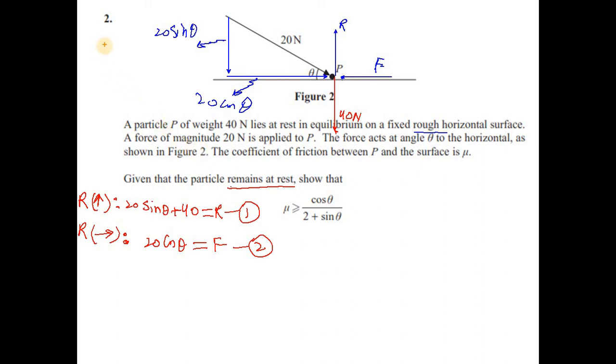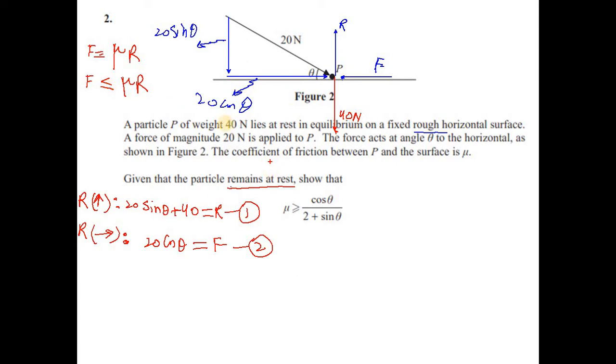Now there is a key point in this question. Generally, whenever we replace friction with the normal contact force, we have a relation F equal mu R. We generally replace F is equal to mu R, but in this question, instead of F equal to mu R, I am going to replace F with less than and equal to mu R. The simple reason is that you need to show some relation in the form of inequality. That's why instead of equal mu R, I'm going to use inequality.